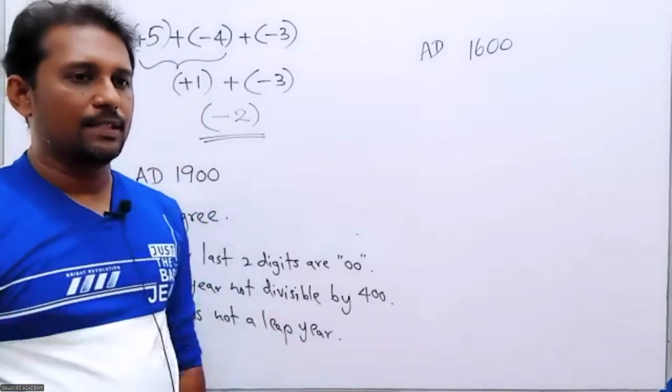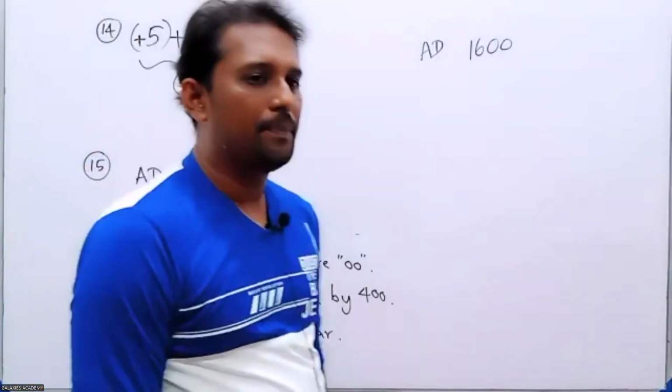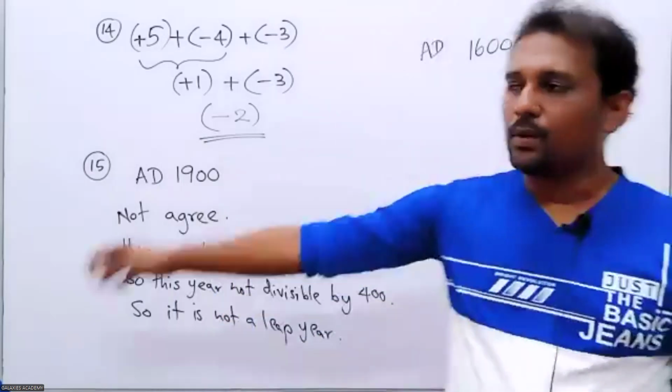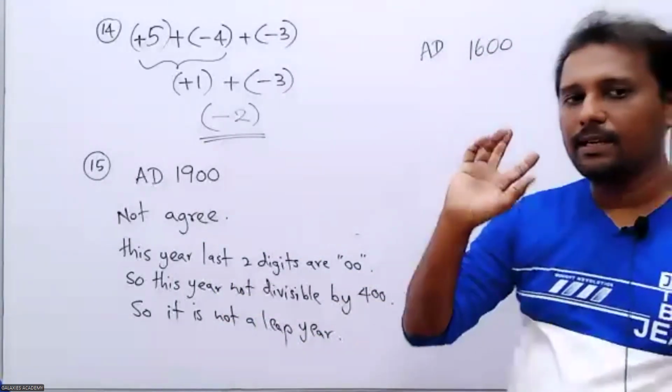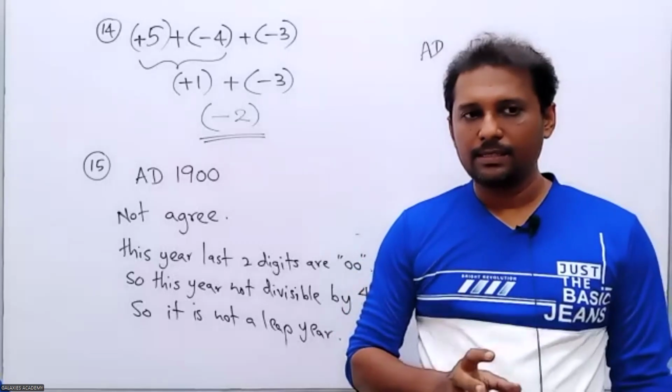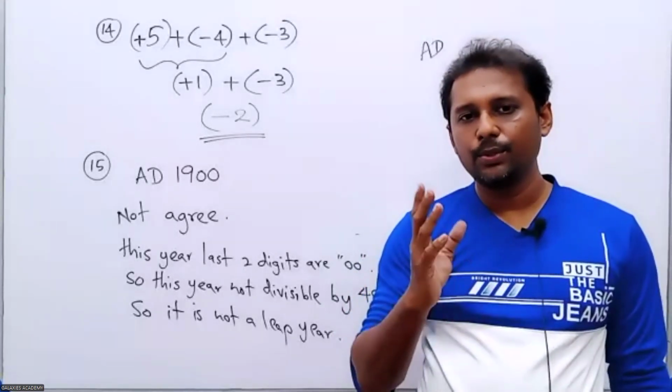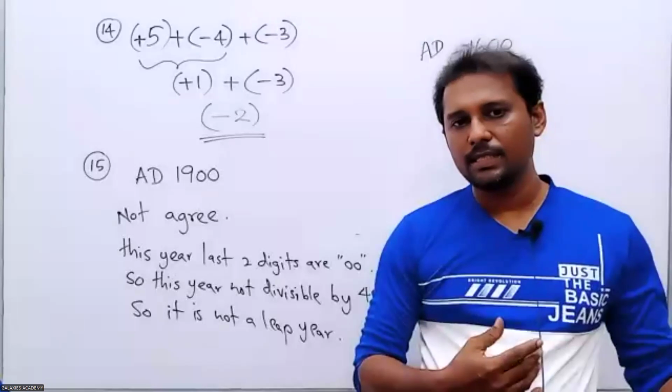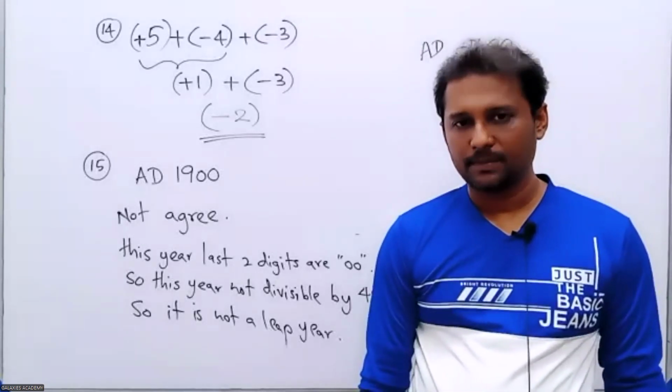Right, what is the answer? It is a leap year. Why? Because this year's last two digits are 00. So 1600 you can divide by 400. So this year should be a leap year, right?